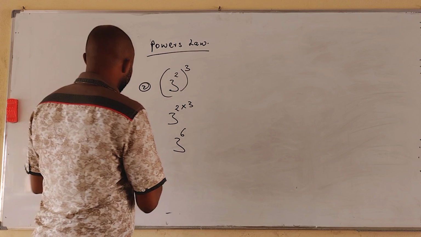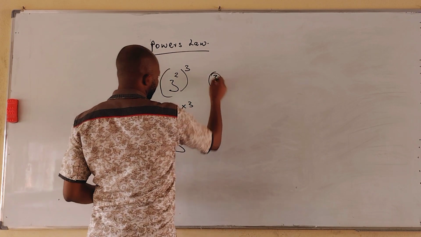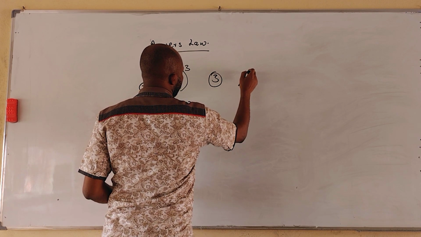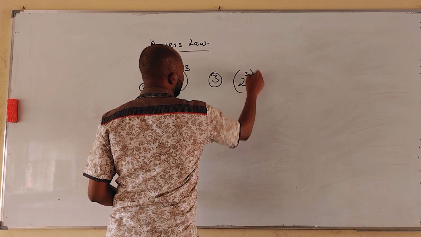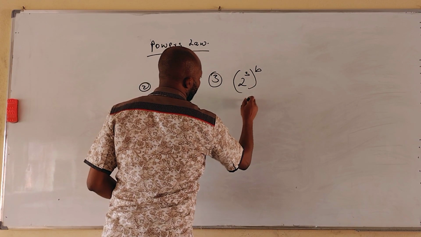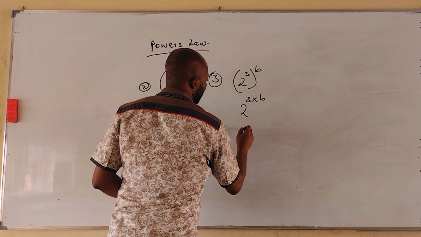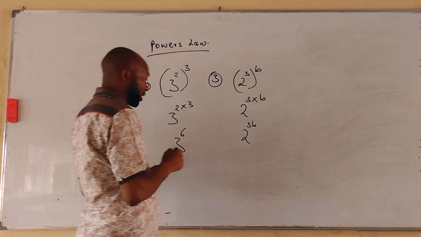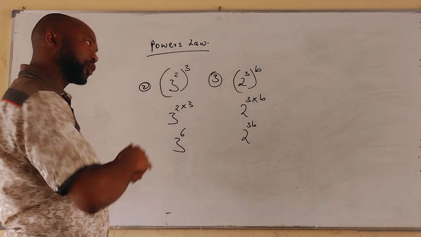Okay, let's take another example here. 2 raised to the power 3, raised to the power b. This is 2 raised to the power 3 times b. This is 2 raised to the power 3b. So that is our answer. And so on and so forth.